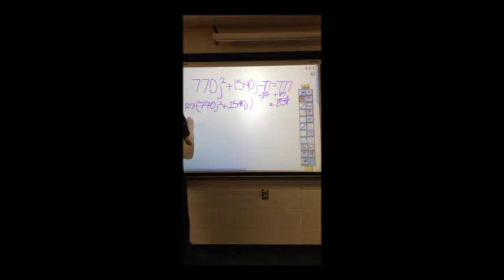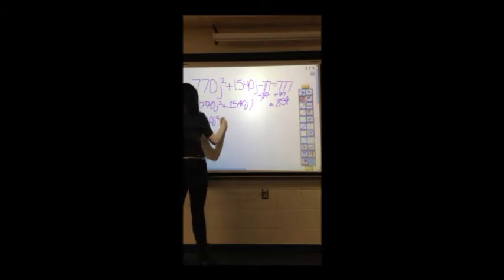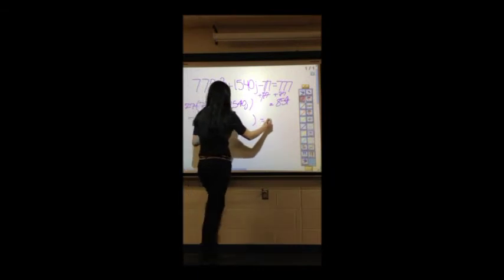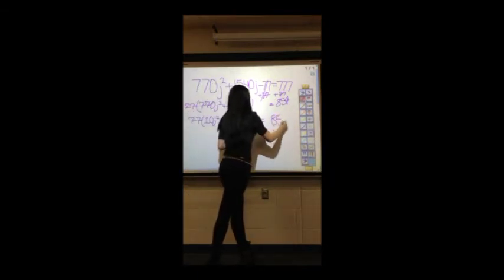So then when you rewrite it, you're just going to put 77 times 10J squared plus 20J equals 854.